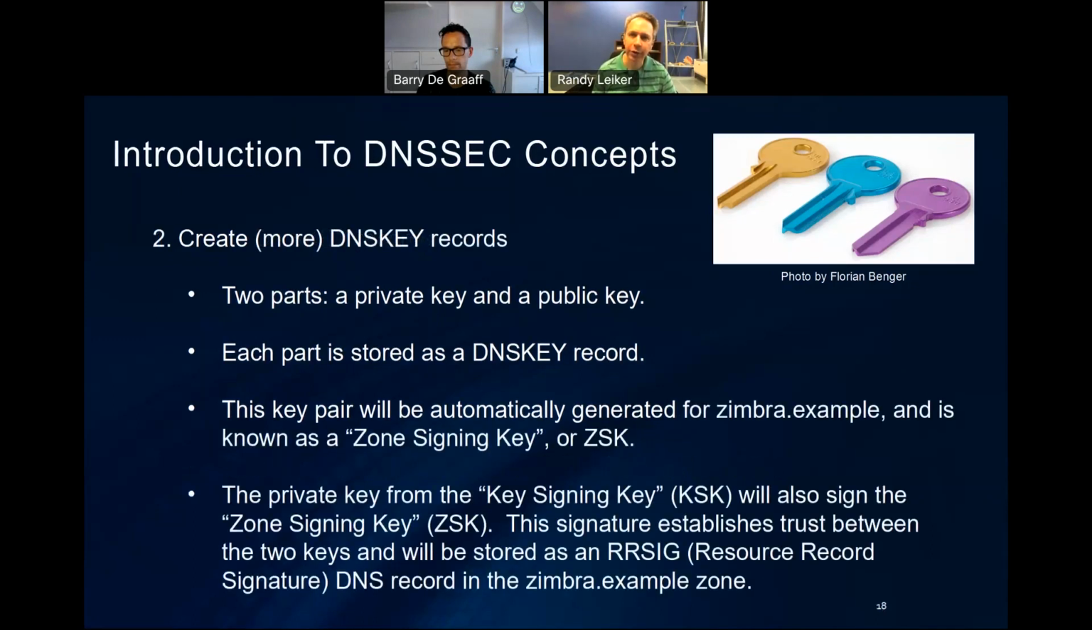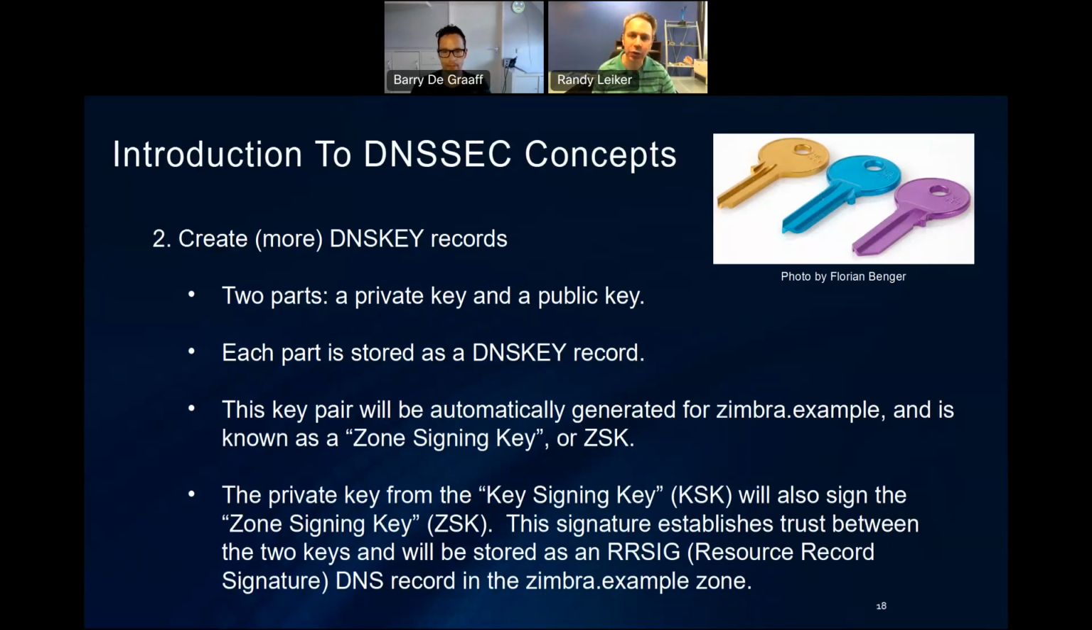So next, we are going to create another pair of DNS key records. Again, we will have a private and a public key, but this time the key pair is only for a specific domain name, Zimbra.example. On DNS servers, a domain name is called a zone. Since this key pair will only be used for the Zimbra.example zone, this key pair is known as a zone signing key. You can think of a zone signing key like a set of keys that get you into a specific apartment in an apartment building as a tenant.